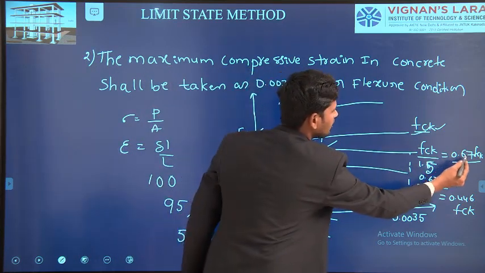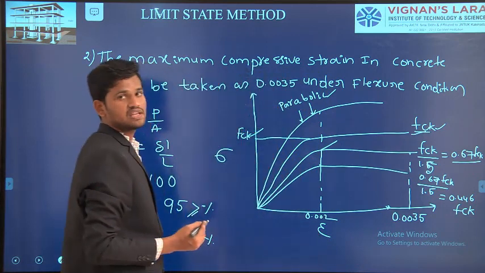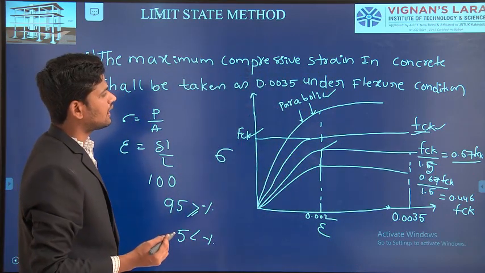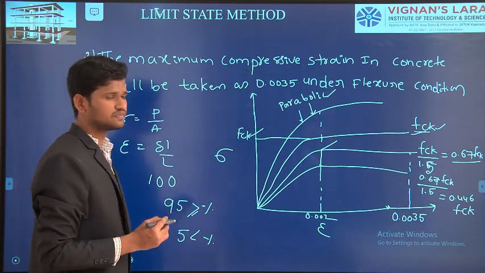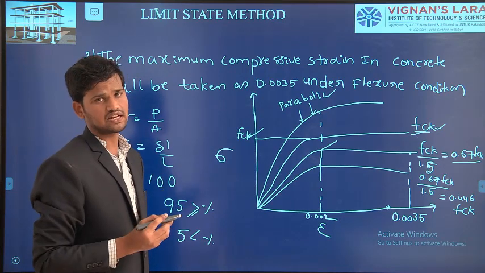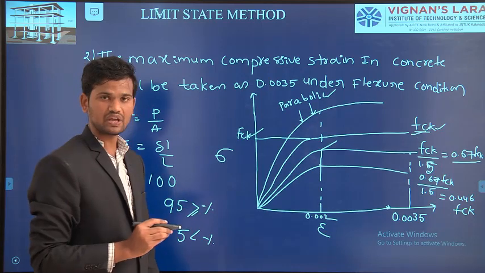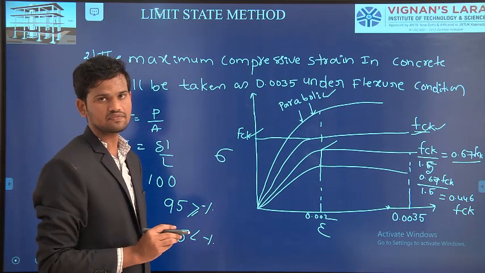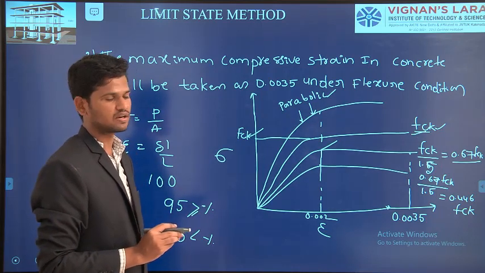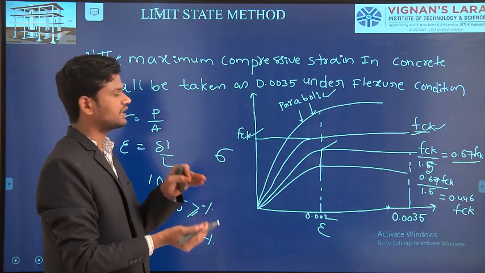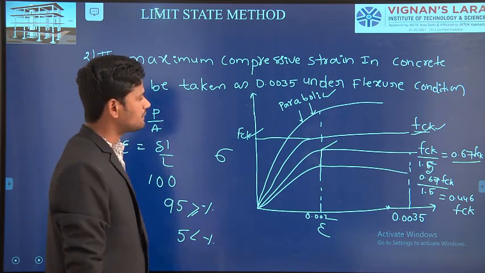If you observe here, 0.67 into fck is the compressive strength of the concrete for the structural member. If you take the concrete in the structure, that strength is taken as 67% for the concrete structural member. Of the total characteristic strength, we are taking only 67%.